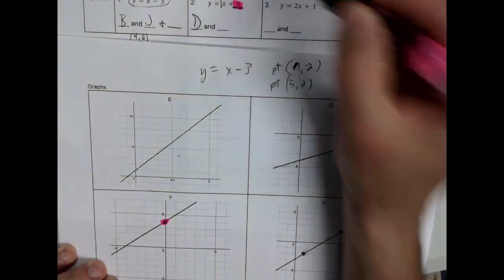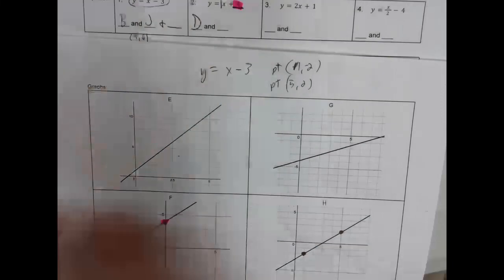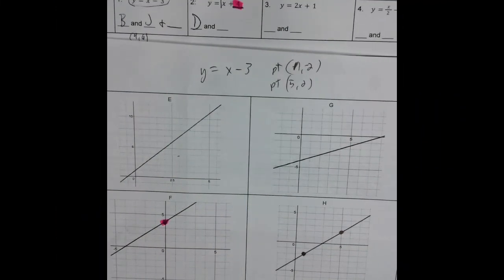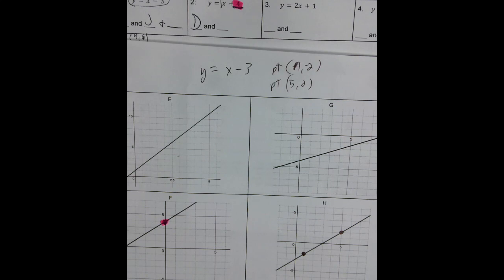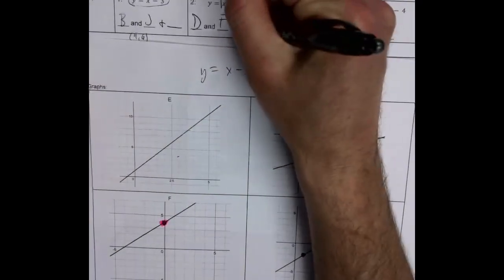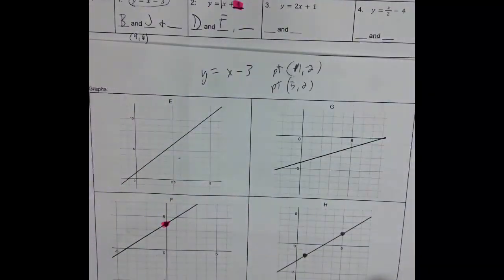Can I zoom out a little bit? Where does it get to 0? Oh, that's what happened. Unzoom, buddy. Oh, there we go. All right. It's right there, so it's graph F. It's graph F. And then, let's keep going.